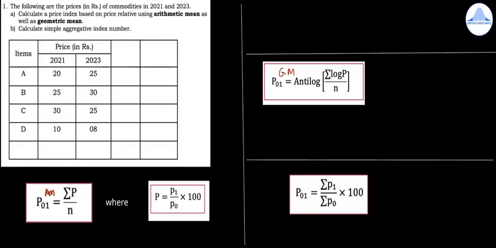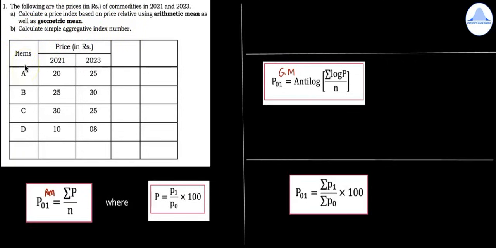First question, the following are the prices in rupees of commodities in 2021 and 2023. First subdivision, calculate a price index based on price relative using arithmetic mean as well as geometric mean. So this first subdivision can come as a 5 mark question. And subdivision B, calculate the simple aggregative index number.